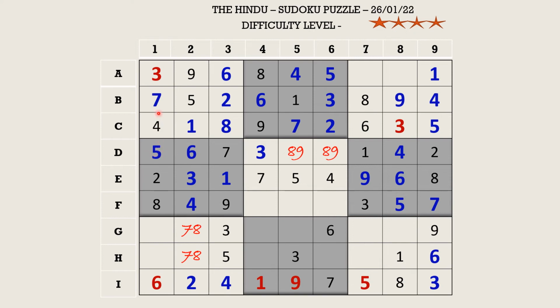In first column, there are only 2 missing numbers. The missing numbers are 1 and 9. There is a 1 in H row which blocks. So H1 takes 9 and G1 takes 1.